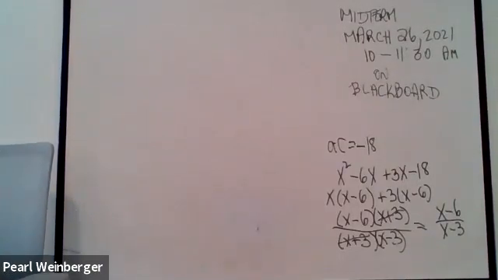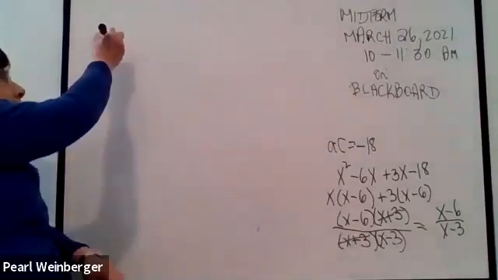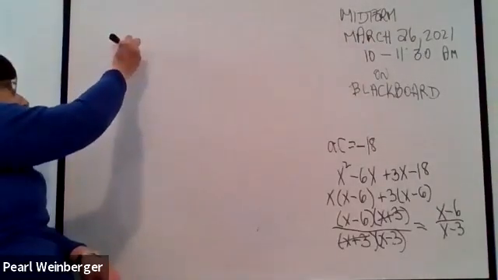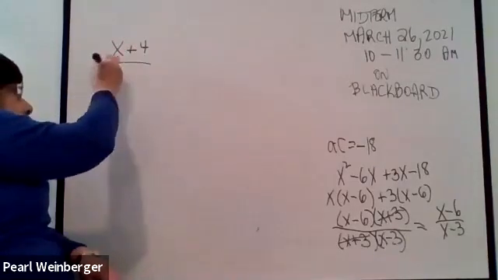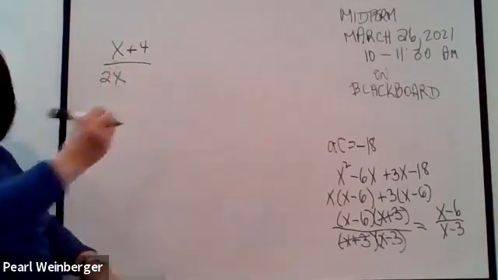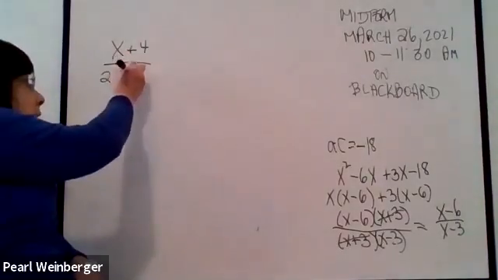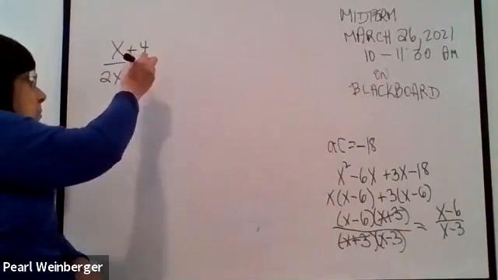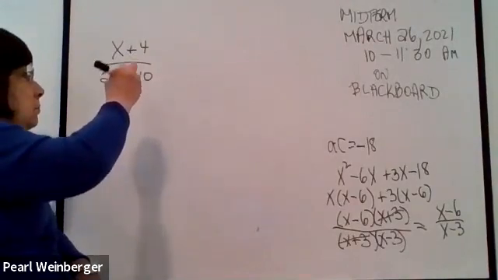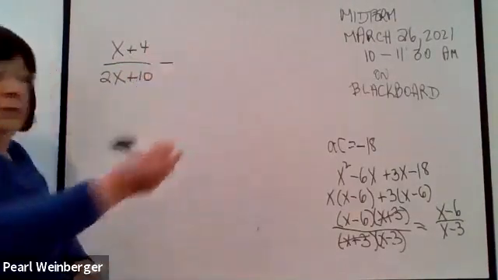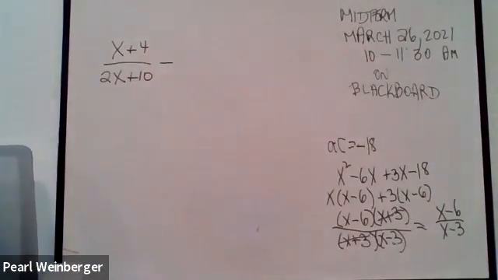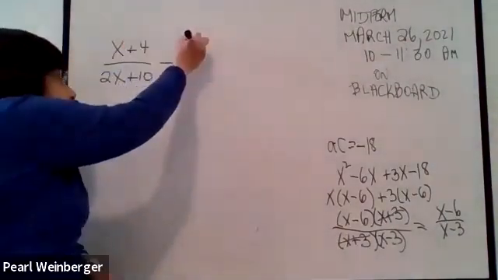Oh, I got it too complicated. Okay. x plus 4 over 2x plus 10 minus 5 over x squared minus 25.